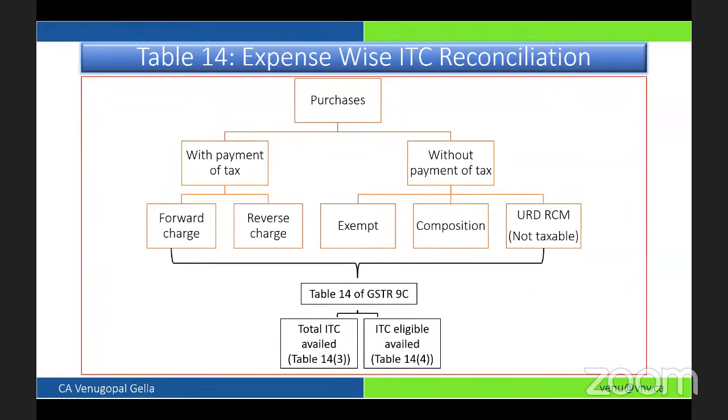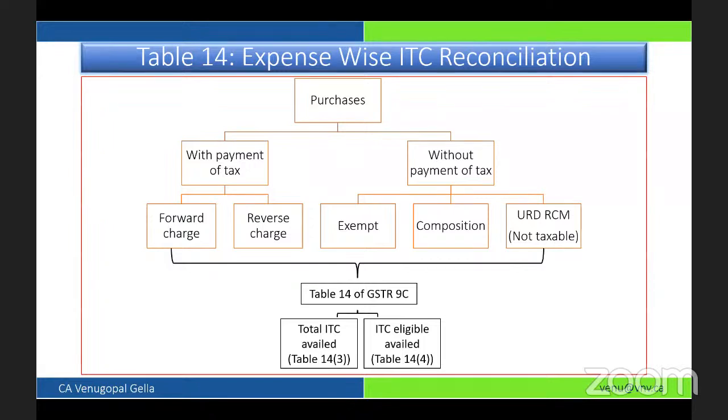Table 14, this expense-wise bifurcation is very important. Though it's still optional to report, it's better if we do this reconciliation to make sure that nothing is missed out for the ITC to be claimed and for any expenses covered under RCM. So what we can do is divide our purchases with payment of tax and without payment of tax. Now, for those with payment of tax, we can check whether I'm eligible to claim ITC or not.